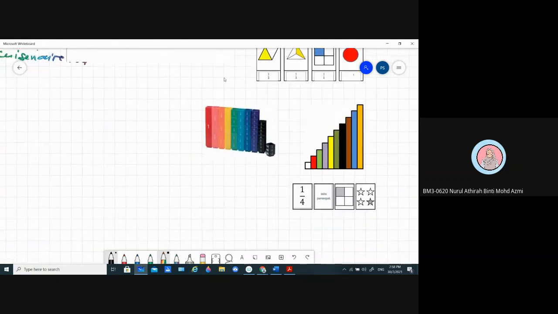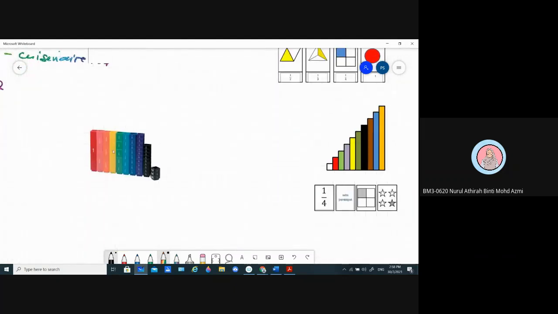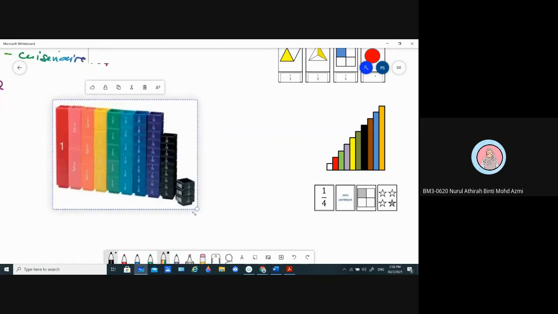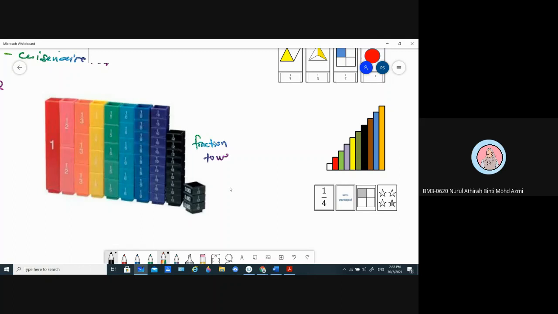Then we are going to use this. This is called a fraction tower. I don't know if you have seen this before, but it's also very nice to use. Just like the fraction tiles, but this is 3D and it is vertical. Fraction tower we call this. You can arrange one on top of another.